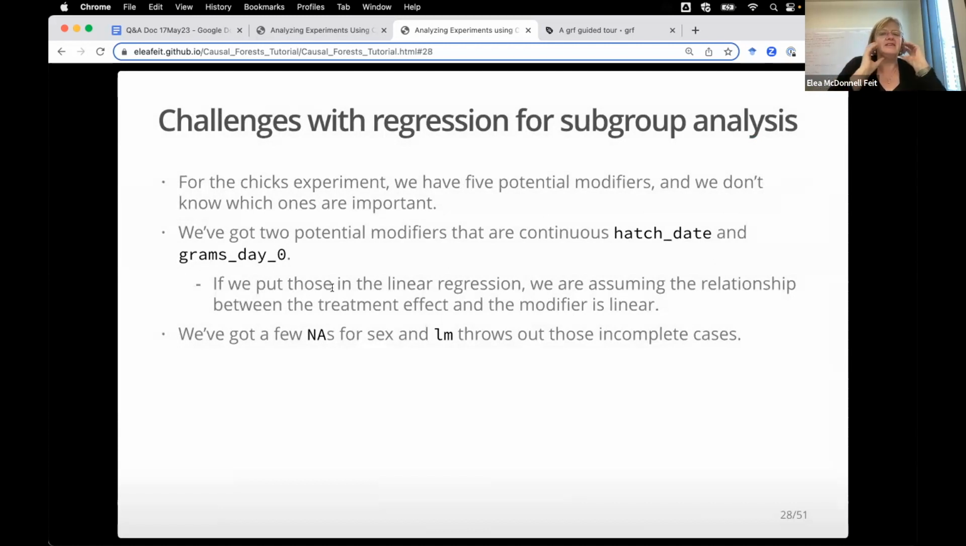The problem with this is it rapidly gets out of control if you're going to do it with this regression that I showed you. So for the chicks experiment, we have 5 potential modifiers, and we don't know which ones are important. Like me analyzing it, I don't have any strong theory about why the color would affect the weight gain. I just have these 5 variables.